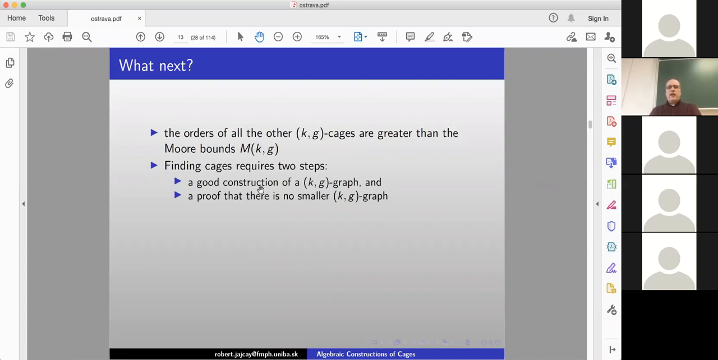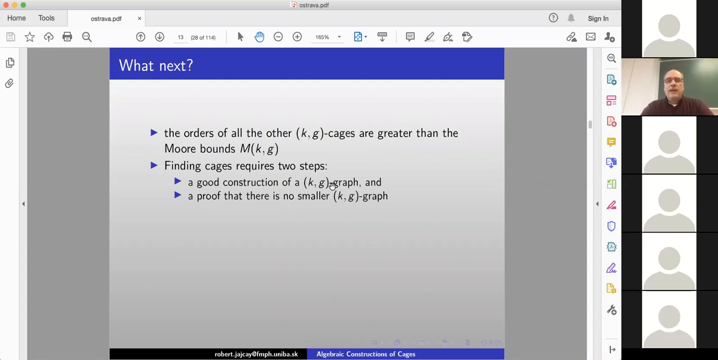First, you need to have a very good construction of a KG graph. Usually you have a general construction. You don't have a single construction, but you have a general construction for different pairs of K and G. What I mean by good is it produces a graph that is not very, very far from the Moore bound, but even that is vague. But if you have such a construction, and you start believing that there is no smaller graph than the graph that you can construct, then you should also prove that there is no smaller graph, okay?